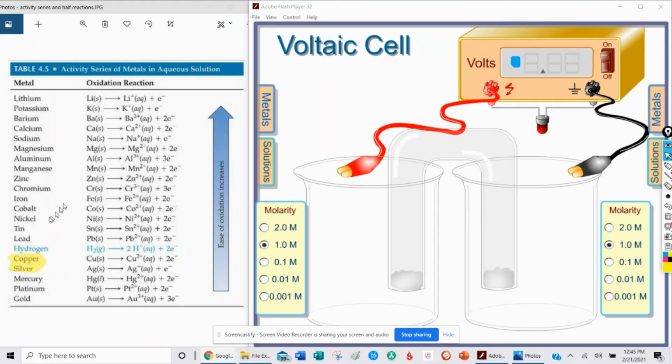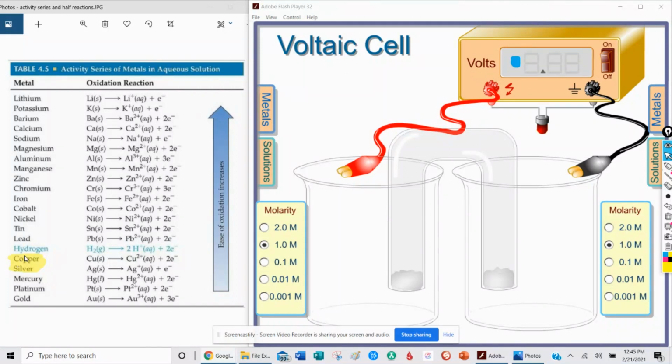So when we pick two metals, and I'm going to pick copper and silver, there will be a choice. Which one will be our anode and which one will be our cathode? Our anode is oxidation, so the one on top will oxidize more easily, and that will be our anode, and the one on the bottom will be reduced.